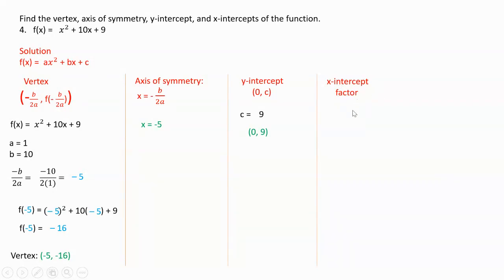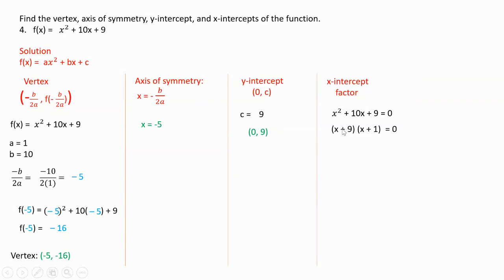Now, for the x-intercept, we have to factor. So we have to let the function equal 0. So to factor, right, it's going to be x plus 9 and x plus 1. I believe I did a PowerPoint on factoring. I believe it was week 3. If you don't know how to factor, try to look over that PowerPoint that I went over in week 3, and perhaps it can give you an idea how to factor.